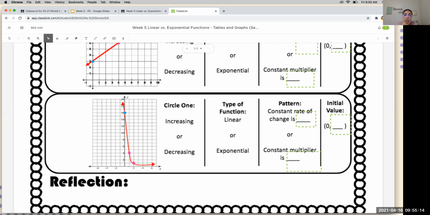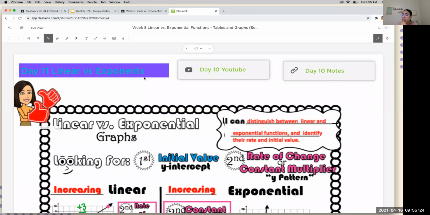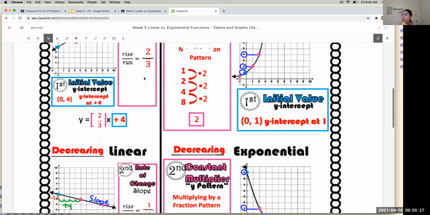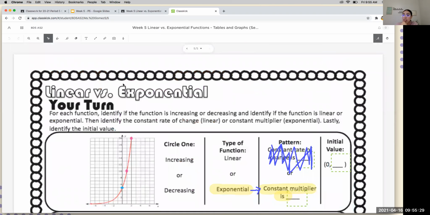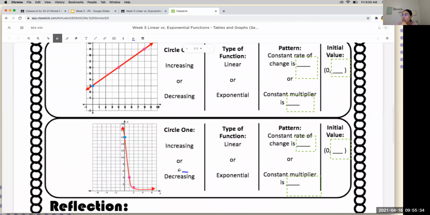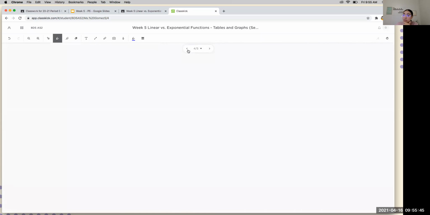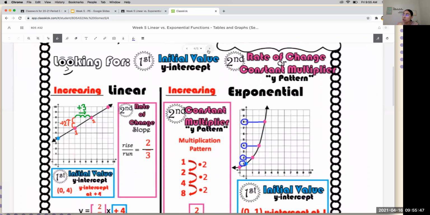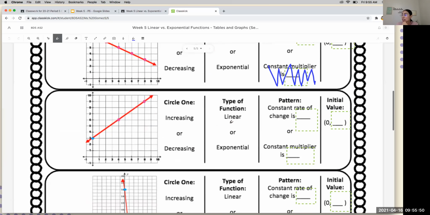Thumbs up for increasing. Clap for decreasing. And if you're not sure, you can always go back here and take a look at that shape. What do you notice? Which one is it? Yes, good job. So you're going to want to circle decreasing here. Another simple one. What type is it? Thumbs up for linear, clap for exponential. That's the shape. Linear is a line, curves are exponential. Good job. All right, we're set on that one.